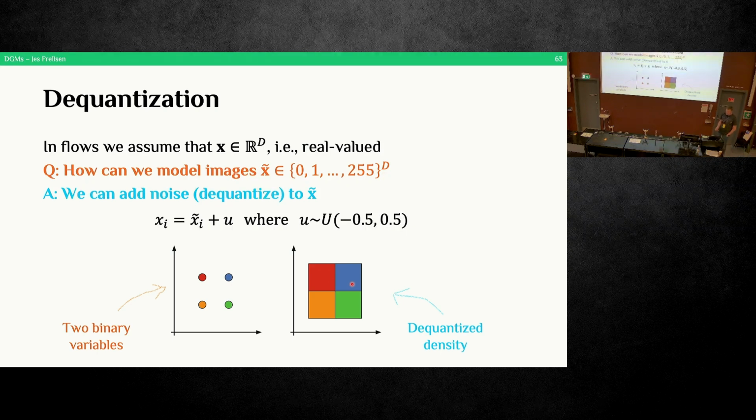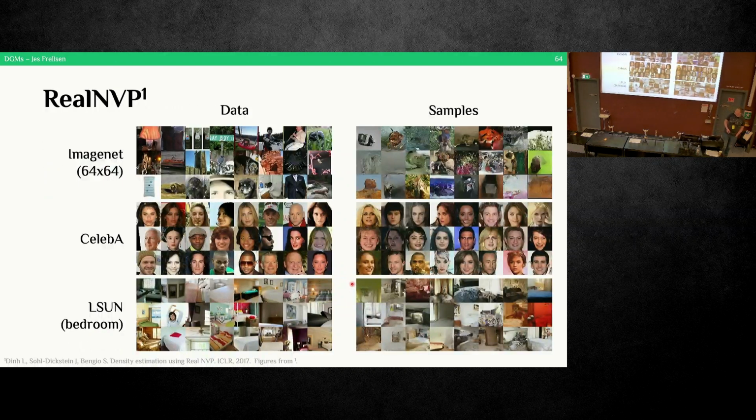And if you apply these fairly simple transformations, and enough of them, then this is what modeling with flows looks like. So, for instance, when they apply real NVP to a downscaled version of ImageNet, this is the training data. This is what samples look like. This is CelebA training data samples. This is the bedroom part of the LSUN dataset. You can see that you get a generative model that can generate something that looks plausible. It's not working great, but you can see it's still a fairly powerful model with these very simple transformations.